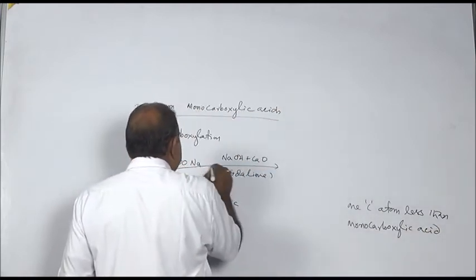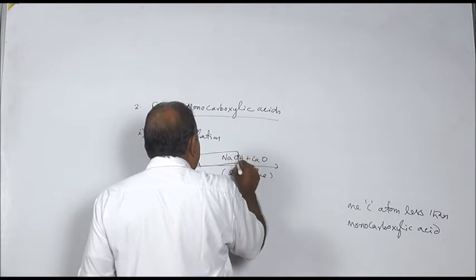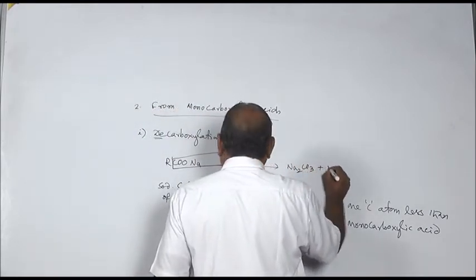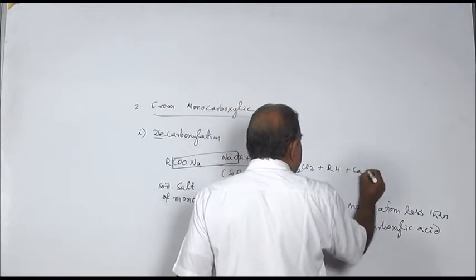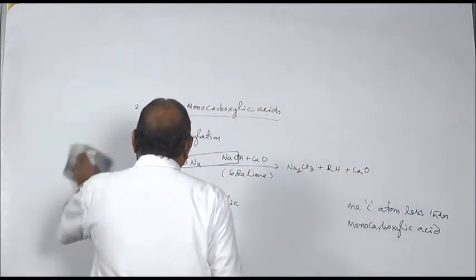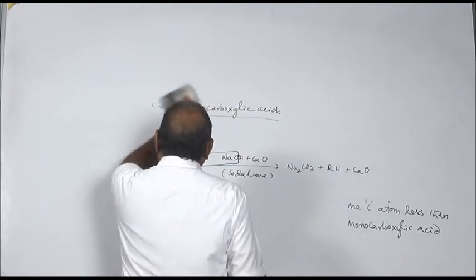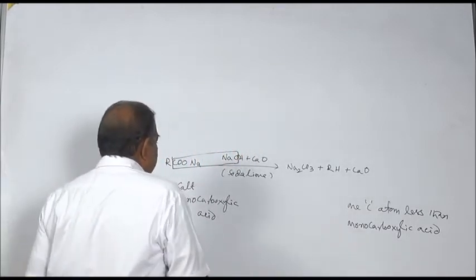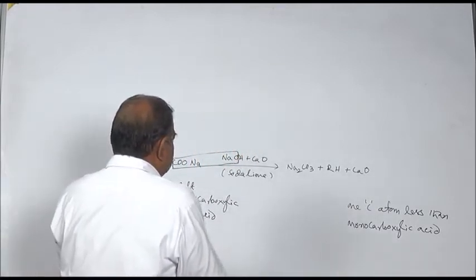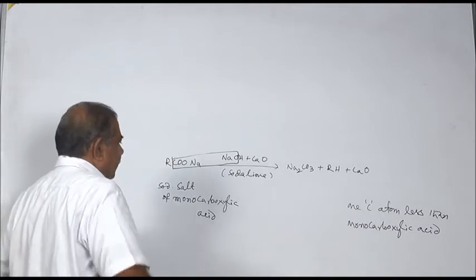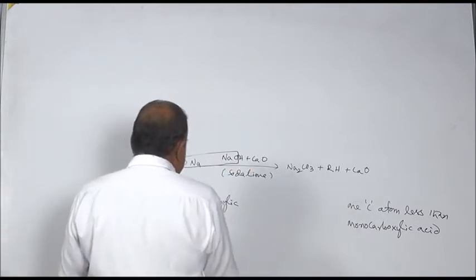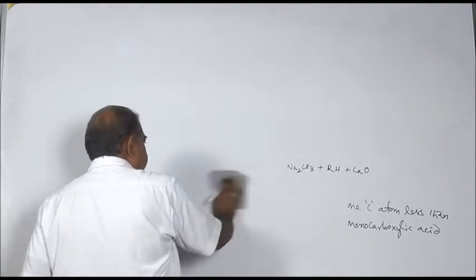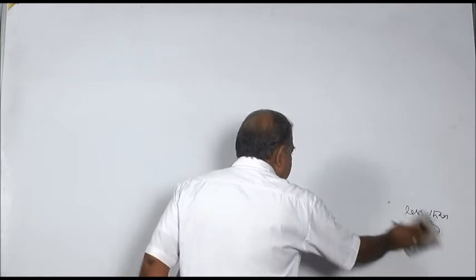1 carbon atom decreases. So here you will get sodium carbonate plus alkane with 1 carbon atom less, and calcium oxide remains as such. Therefore it is called decarboxylation, because the carboxyl group is removed when the sodium salt of the monocarboxylic acid is heated with soda lime. Soda lime is a mixture of sodium hydroxide and calcium oxide. You get 1 carbon atom less than the monocarboxylic acid.